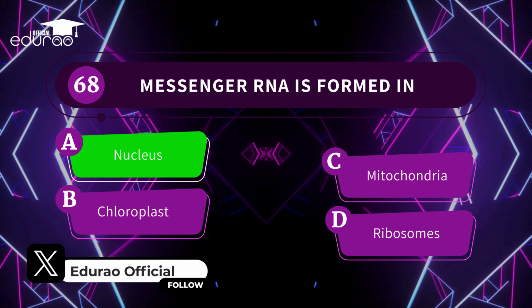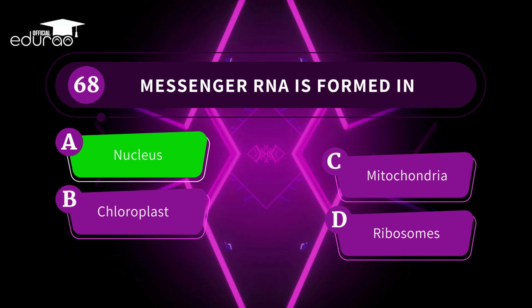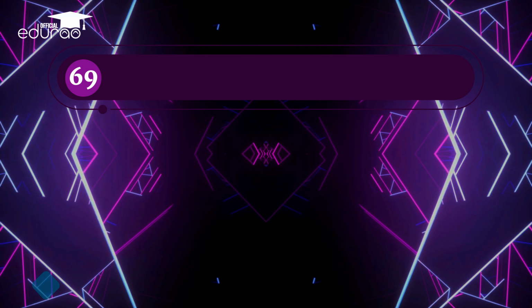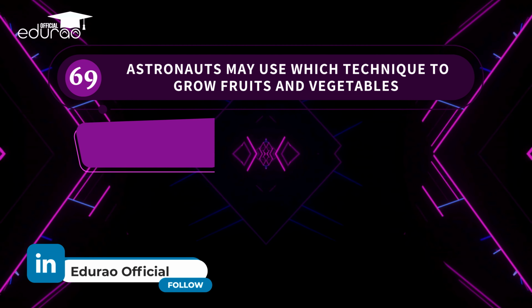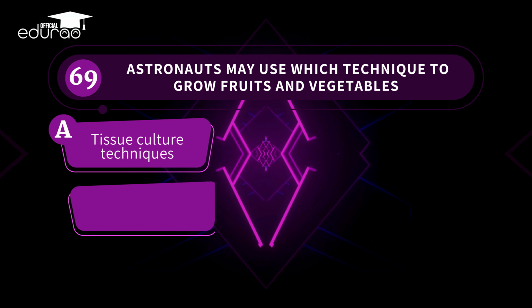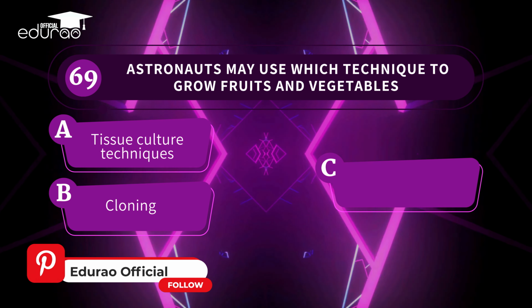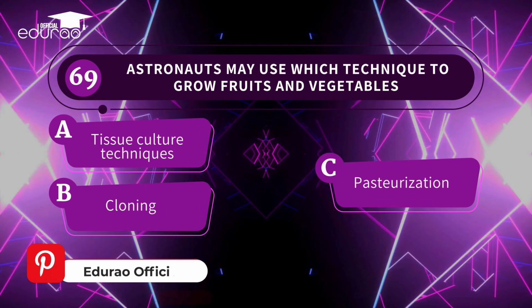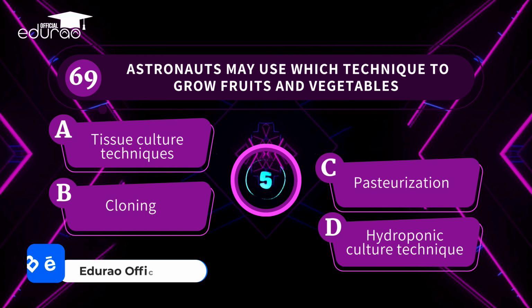I agree, you're correct. The correct answer is nucleus. Question 69. Astronauts may use which technique to grow fruits and vegetables? A. Tissue culture techniques, B. Cloning, C. Pasteurization, D. Hydroponic culture technique.